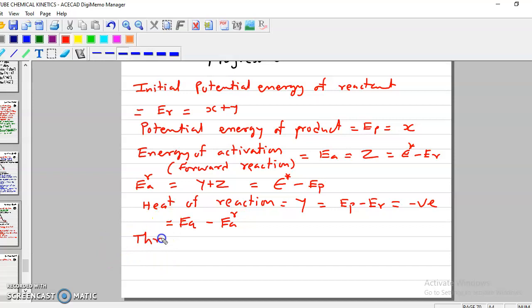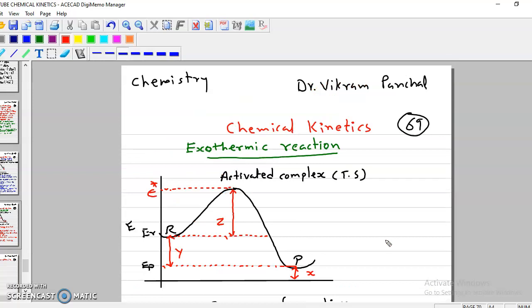Threshold energy of this reaction, epsilon star, is equal to X plus Y plus Z. So this way we can analyze different kind of reactions with respect to threshold energy.